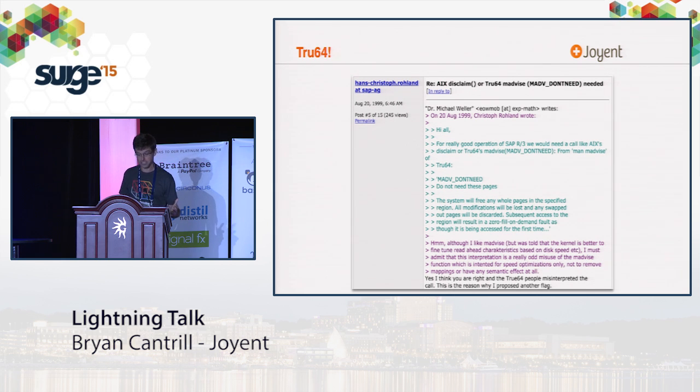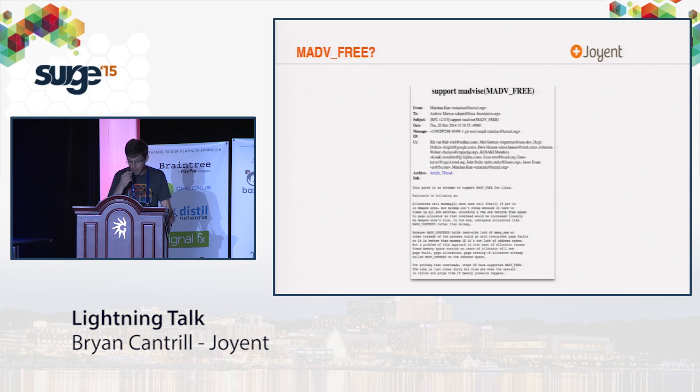It came from Tru64. Tru64 is what crashed Plex on LX branded zones. All right, so what about MADV_FREE? Can we add MADV_FREE? Well, yes, we can actually add MADV_FREE to Linux. And this was finally suggested in 2014. So fast forward from 1999, maybe we should support madvise MADV_FREE.